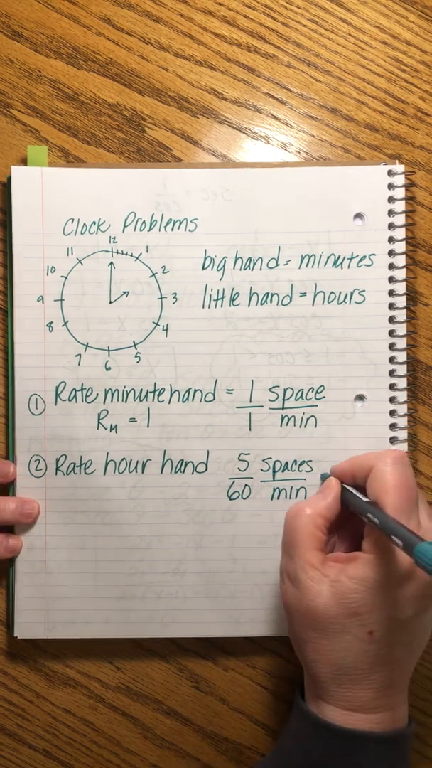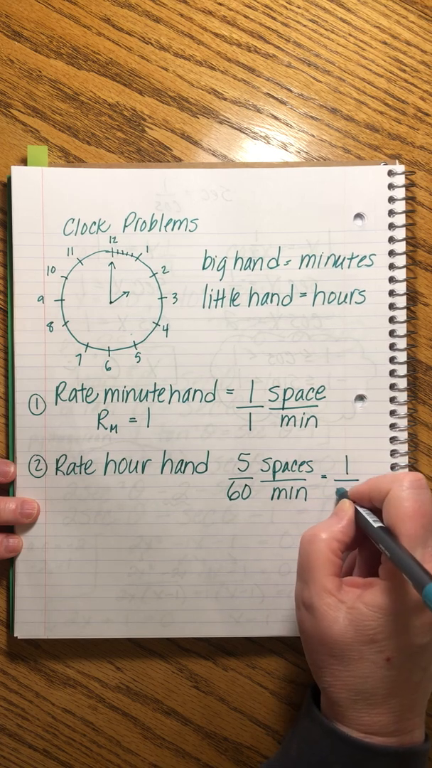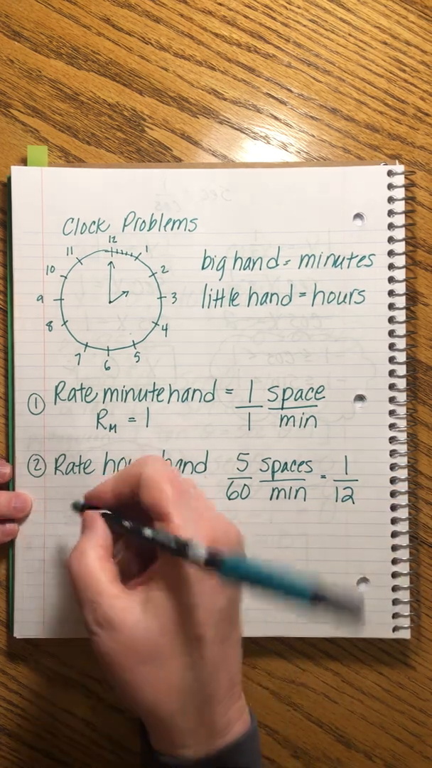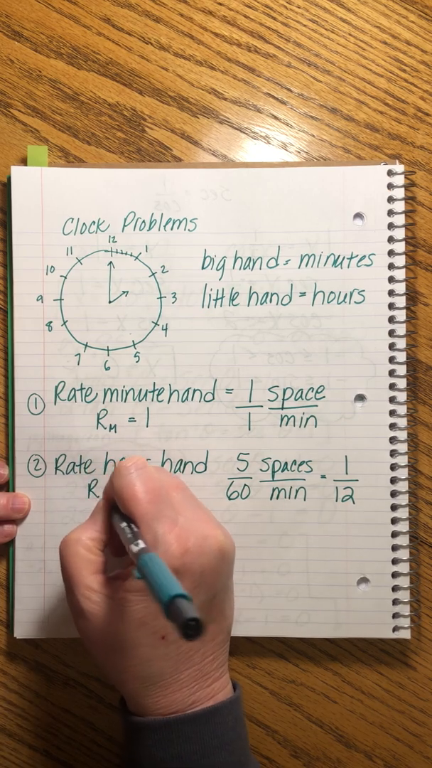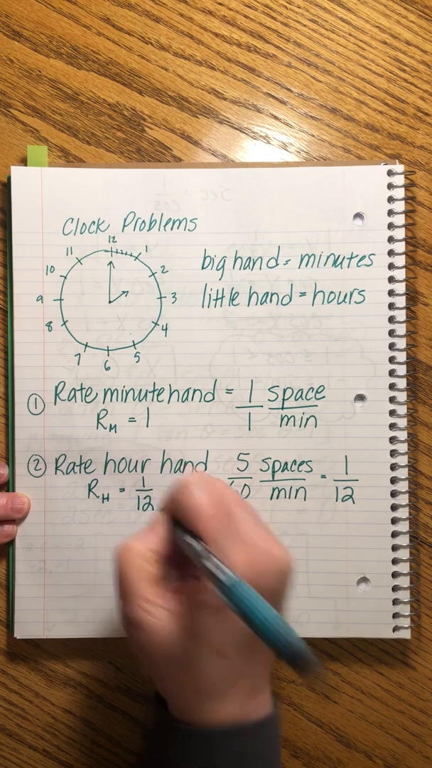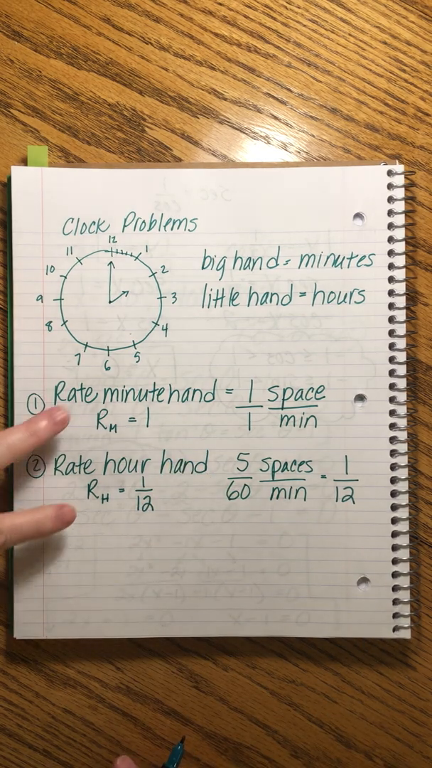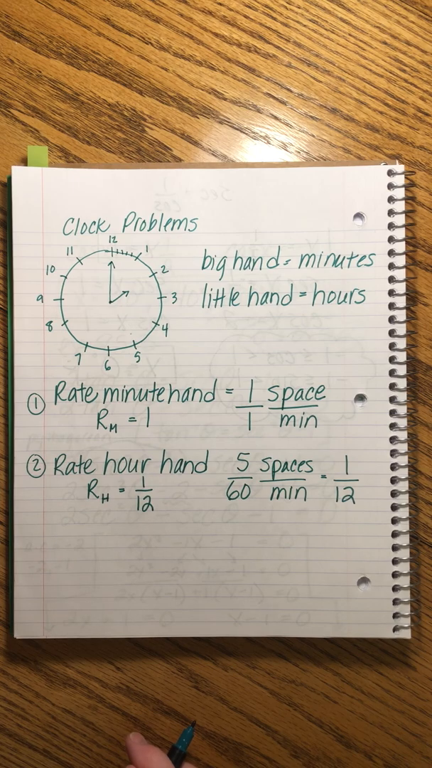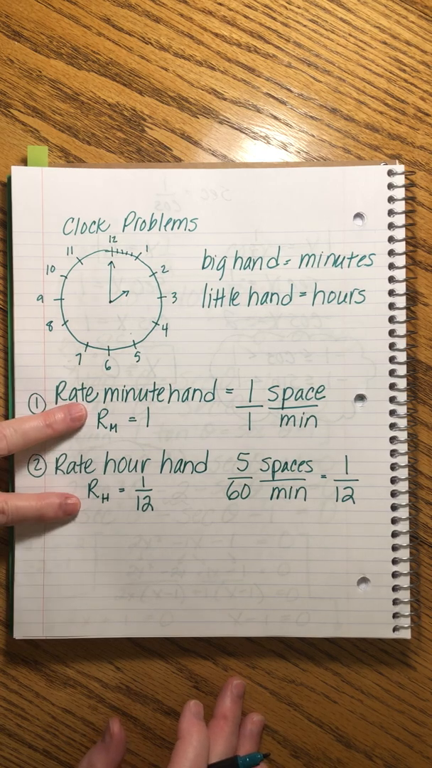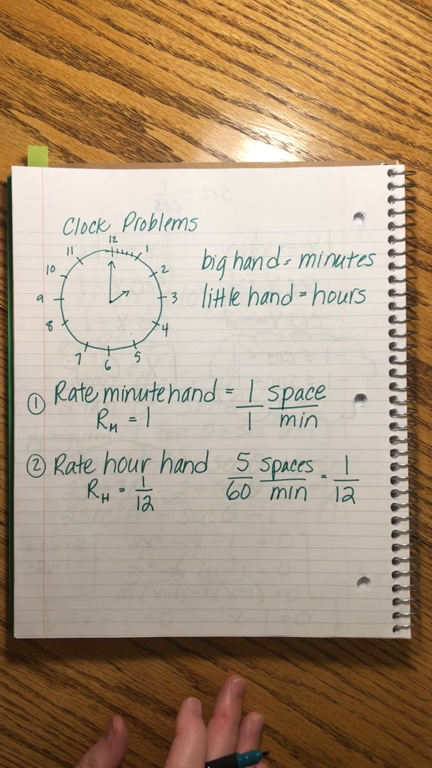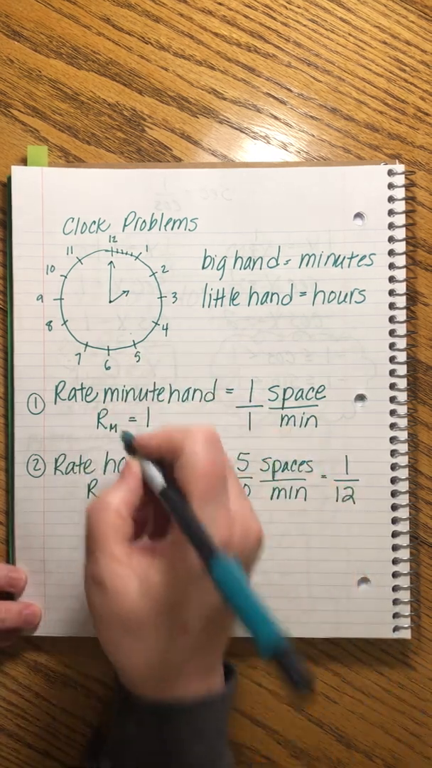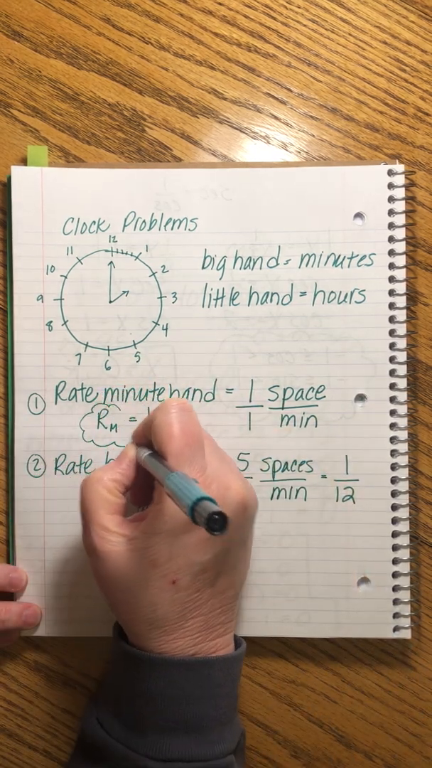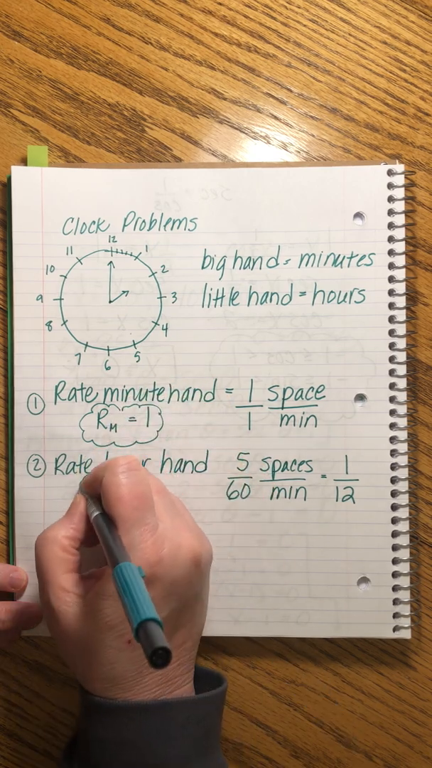So that is 1 space for every 12 minutes. So we're going to say that the rate of the hour hand equals 1/12. Okay? These two rates are essential to all of these problems that we do, but here's the good news. They're always going to be the same in all clock problems. Each clock problem has its own wrinkles, but the rates of the different hands will always be the same. Yay. So make sure you have these rates locked in.